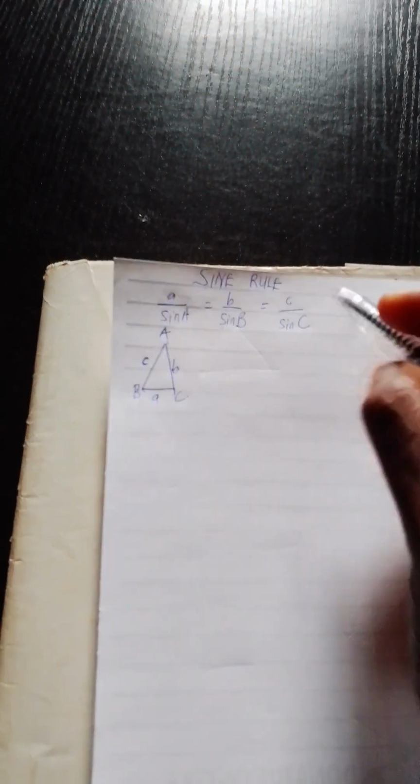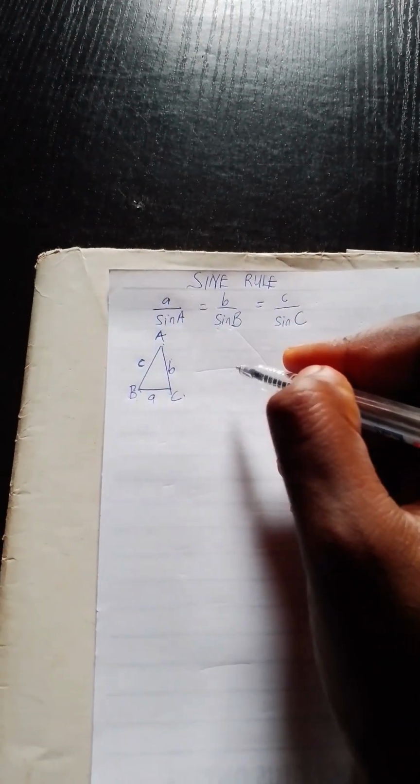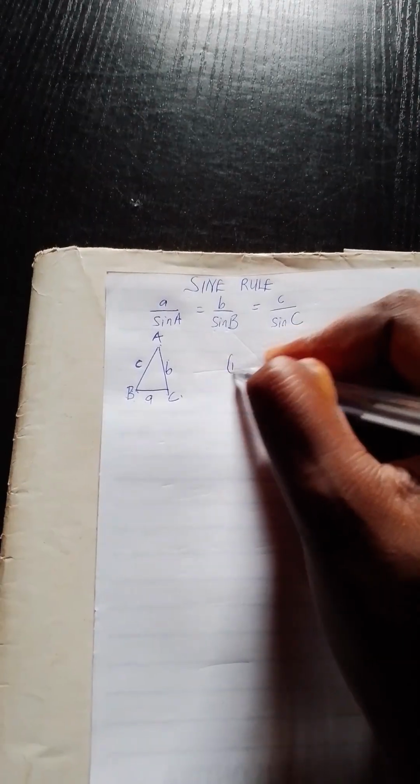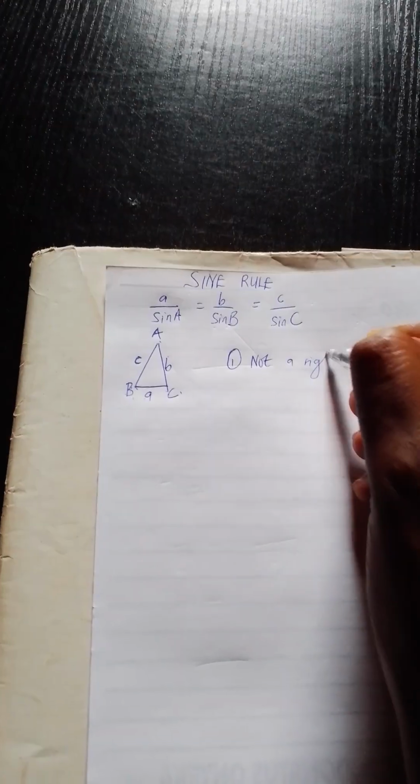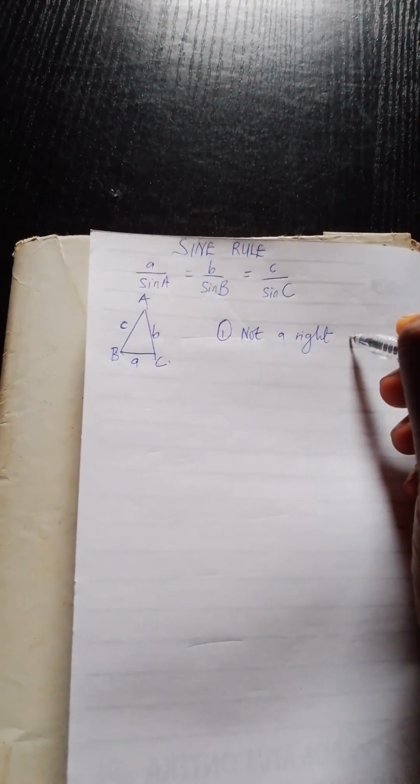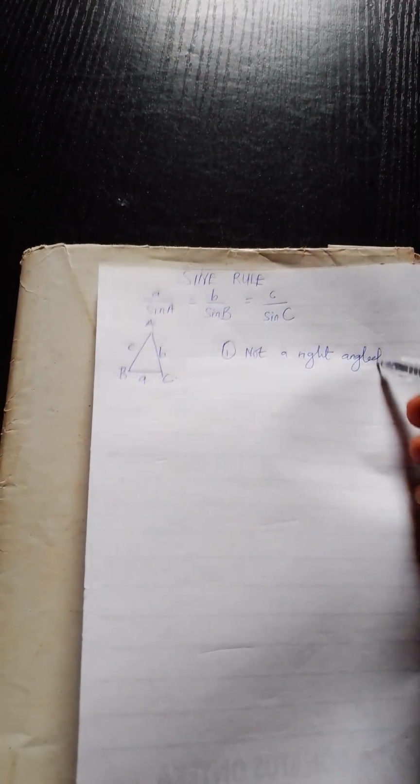And now this sine rule can be used when the triangle that you have is not a right angle triangle. So you don't use it for a right angle triangle. You only use it when the triangle that you have is not a right angled triangle.